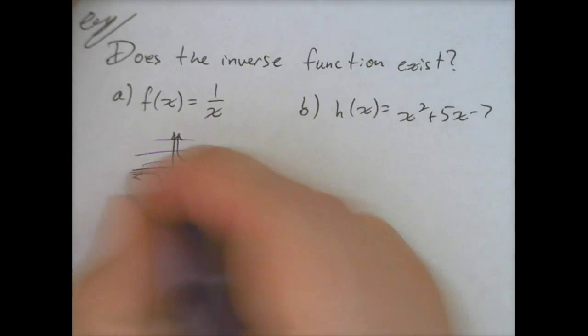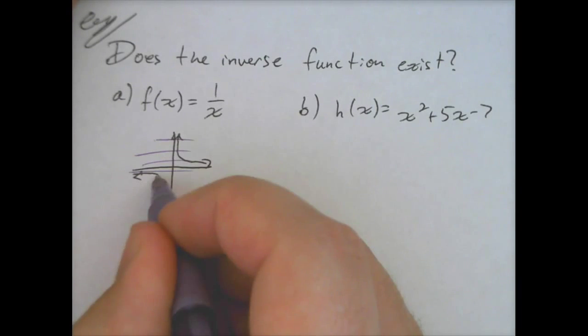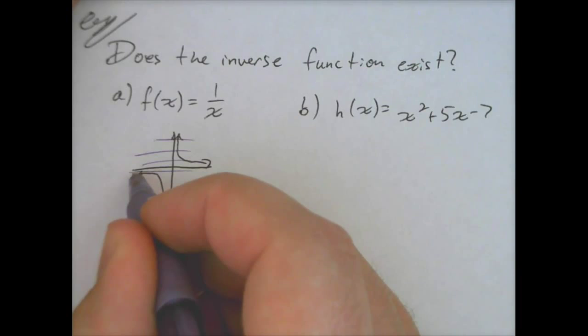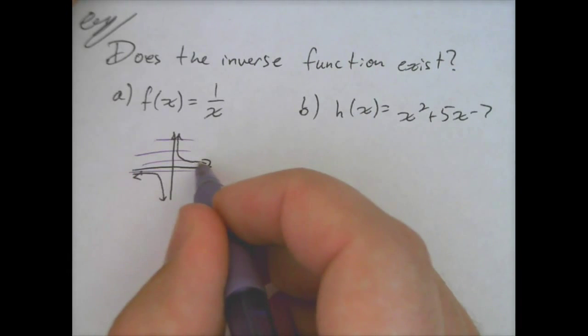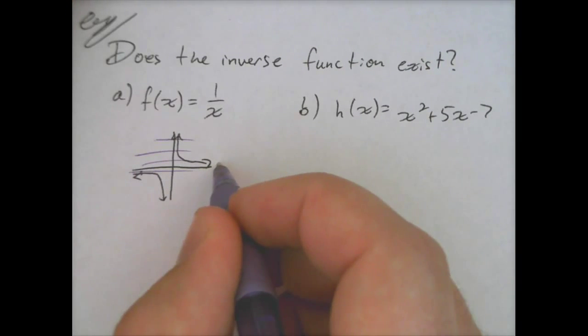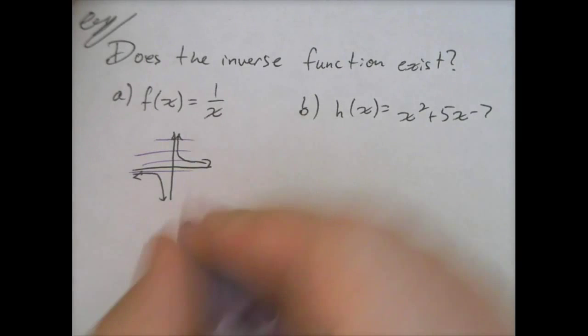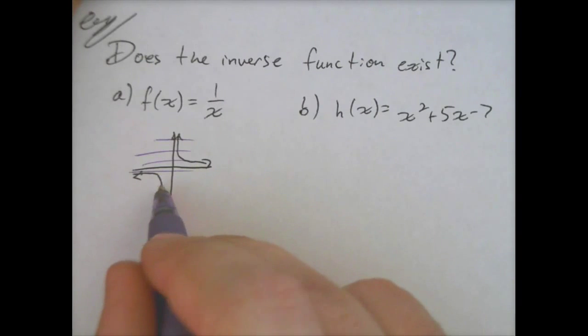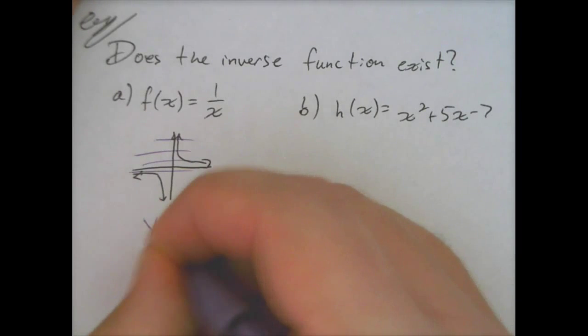Kind of gets a little sketchy towards 0, but don't forget these points are getting closer and closer and closer to 0, but they are never touching it. And again, these ones are also getting closer and closer to 0, but never touching it. So that will actually still pass your horizontal line test. So since it passes our horizontal line test everywhere, the inverse function exists.